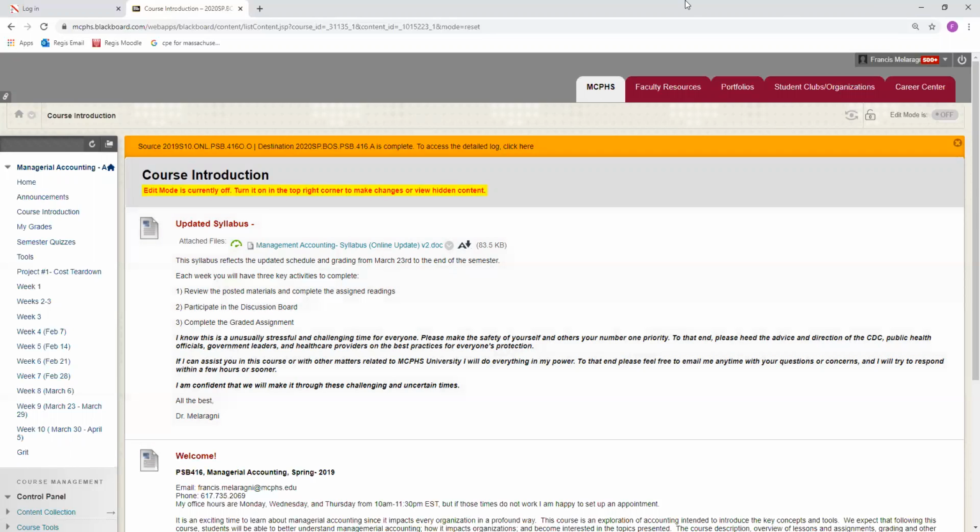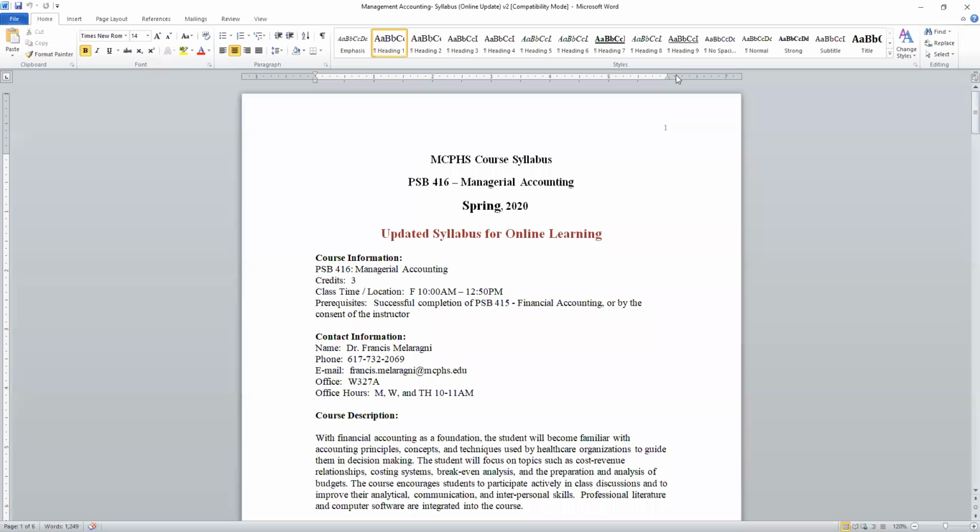So now let's take a look at the revised syllabus. The revised syllabus says updated syllabus for online learning. A couple of things have changed that you'll need to be aware of.